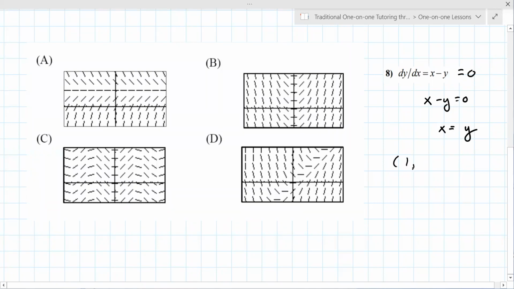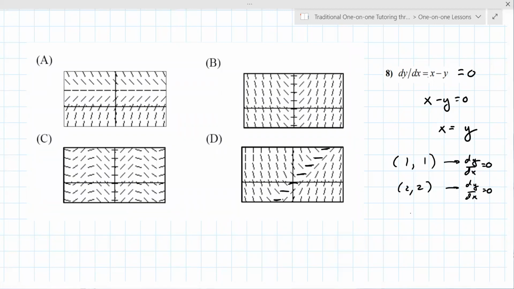And if you need ordered pairs, let's say x is 1 and y is 1, that leads to dy dx equals 0, because 1 minus 1 is 0. 2, 2, same thing. Yeah. Any of those. So you're looking for somewhere where this line on the graph here has 0 slope. Those all have that slope there. And that's kind of what you're looking for to give away which one it must be. Okay.